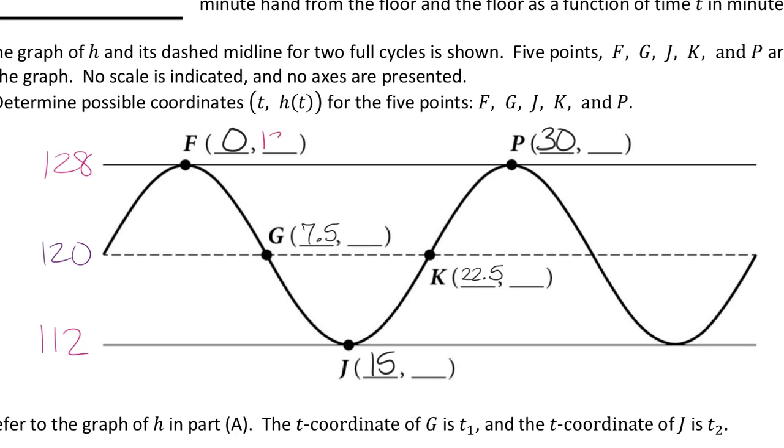The outputs on top both have to be the same. They're 128. The output on the bottom has to be the opposite direction, which is 112. And the heights in the middle are 120. We are describing how tall that minute hand would be at every particular time. So that definitely was the easiest. Does that make sense? Yes.